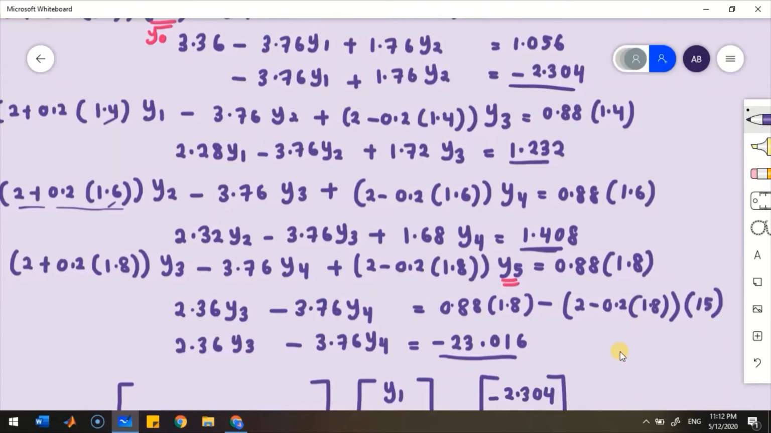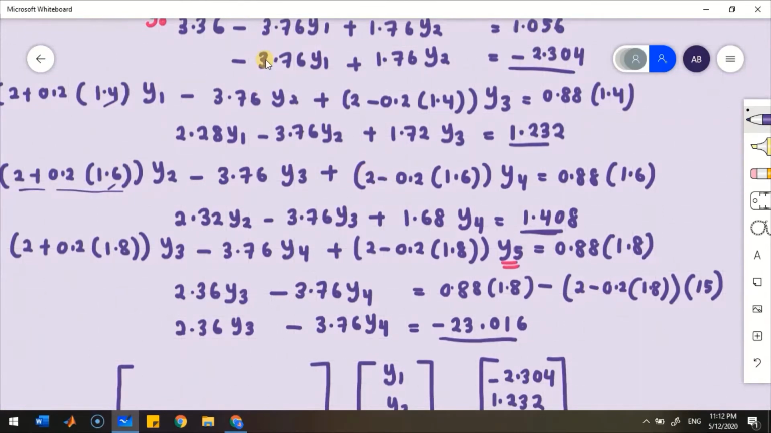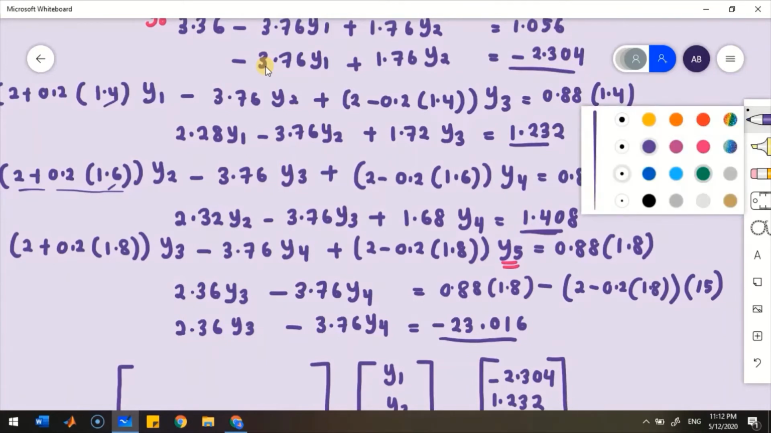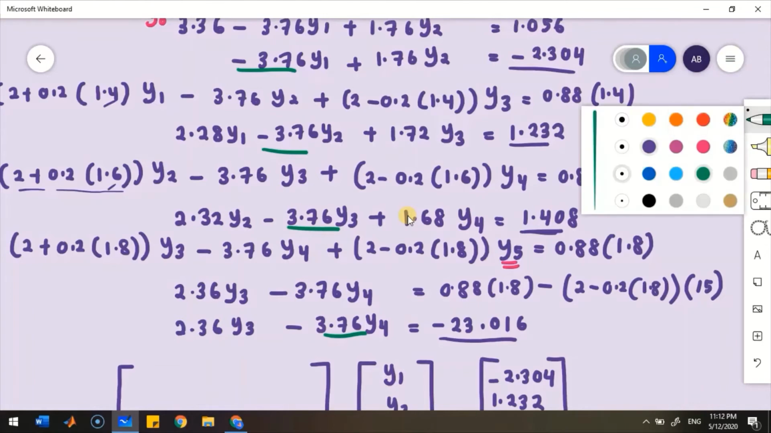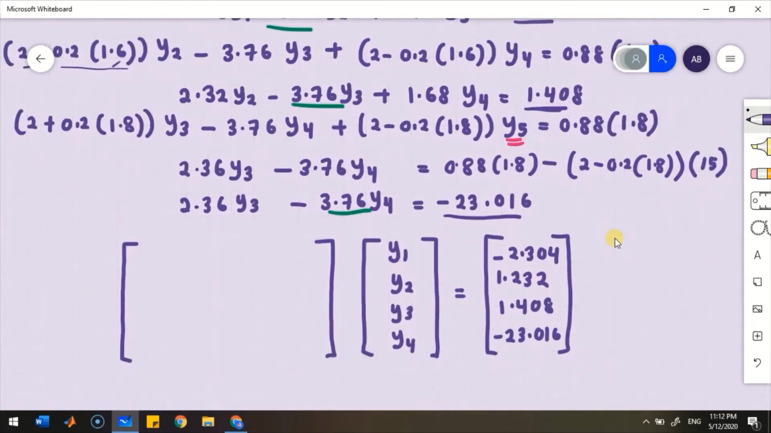Let's look at the diagonal. The diagonal we have is negative 3.76. These are the diagonal values. I'm not so happy writing negative for my diagonal, but it's okay. So I have the diagonal as negative 3.76. Write it down: negative 3.76, negative 3.76, negative 3.76, negative 3.76.